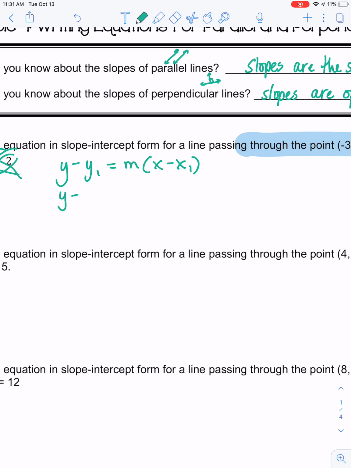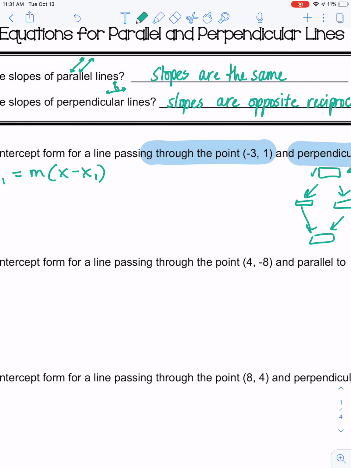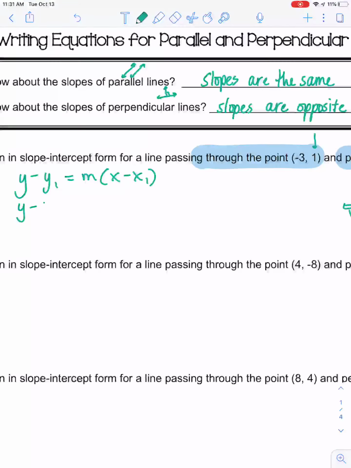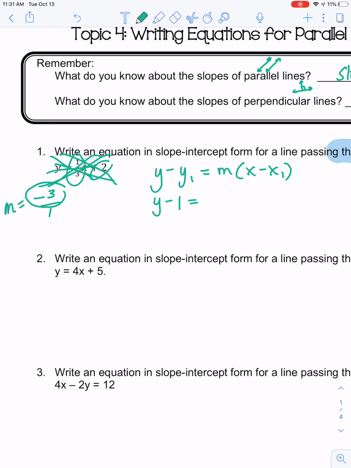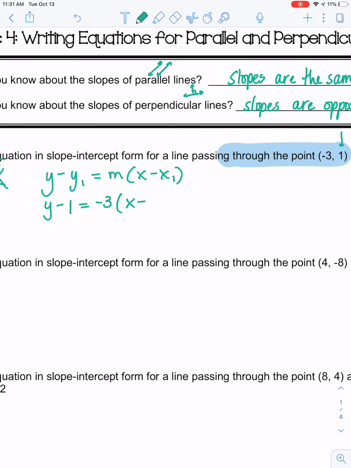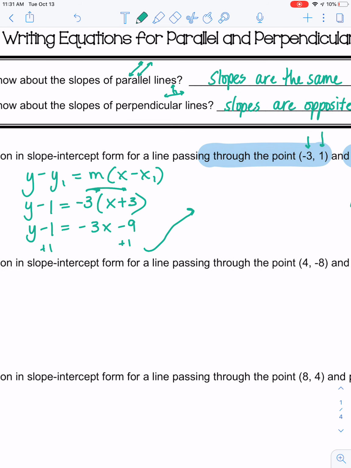So y minus, what is y1? Well, it's the y value from our point. So in this case, it's the 1. Equals, what is the slope? Well, it's the perpendicular slope that we found a second ago, -3. Then x minus, what's the x value from the point? -3, so that makes it a +3. Then we distribute and carry on, and we should have our equation. So we get y minus 1 equals -3x minus 9. Add the 1, and we get y equals -3x minus 8.